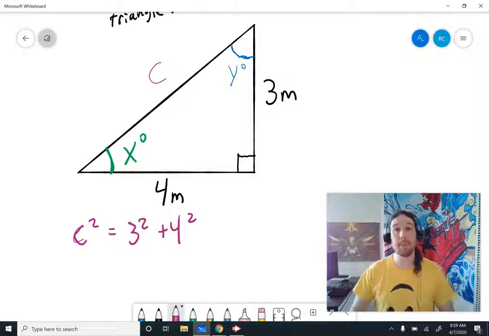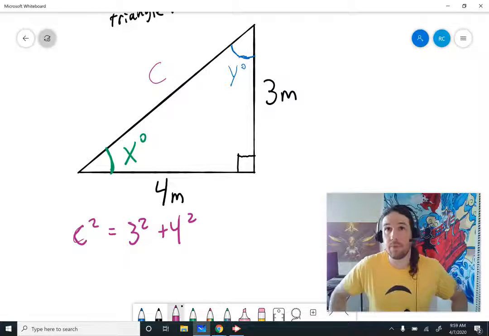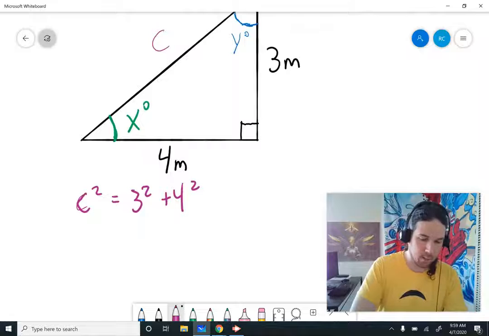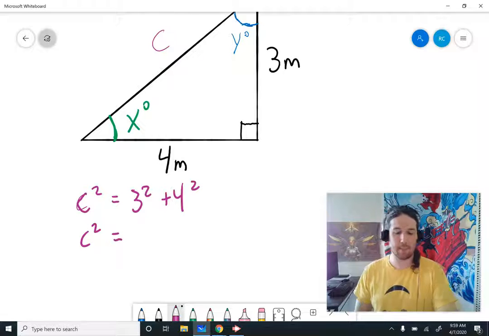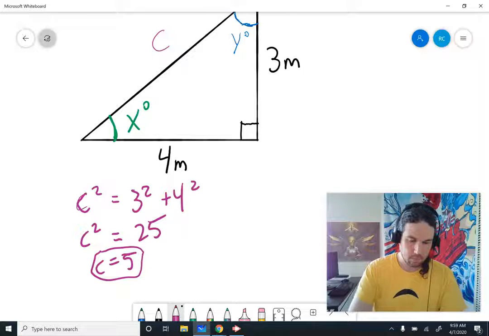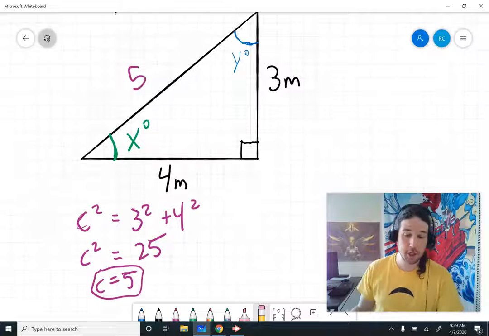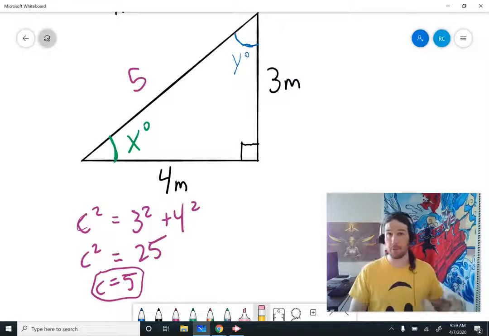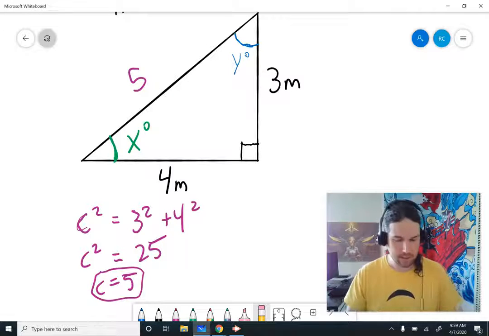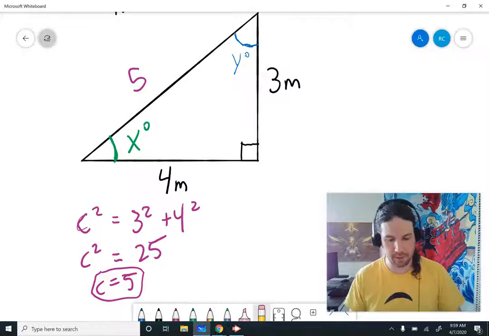Using the Pythagorean theorem, but actually, this is another special right triangle. We don't really talk about it, but we call it a 3, 4, 5 triangle for a reason. Because c squared equals, well, 9 plus 16 is 25. We get c equals 5. That's why this is called a 3, 4, 5 triangle. And it doesn't just work with 3, 4, 5. It works with 30, 40, 50. It works with 6, 8, 10. It works with multiples of 3, 4, and 5. But anyway, you can still use the Pythagorean theorem.